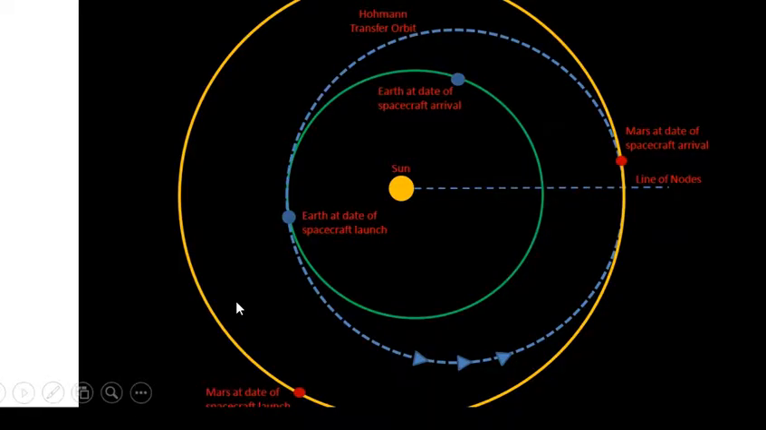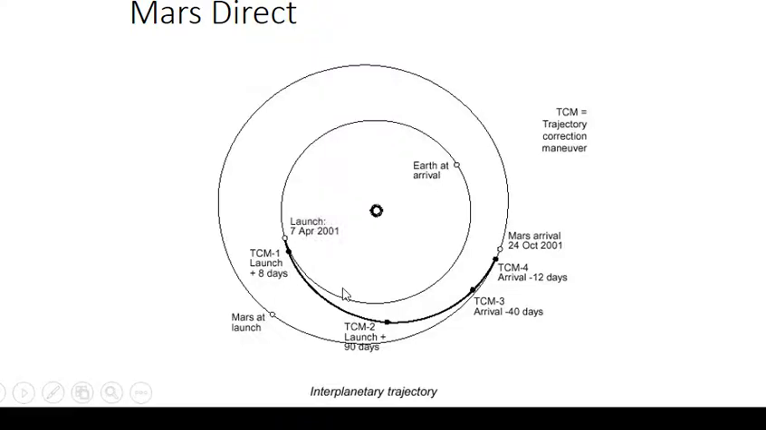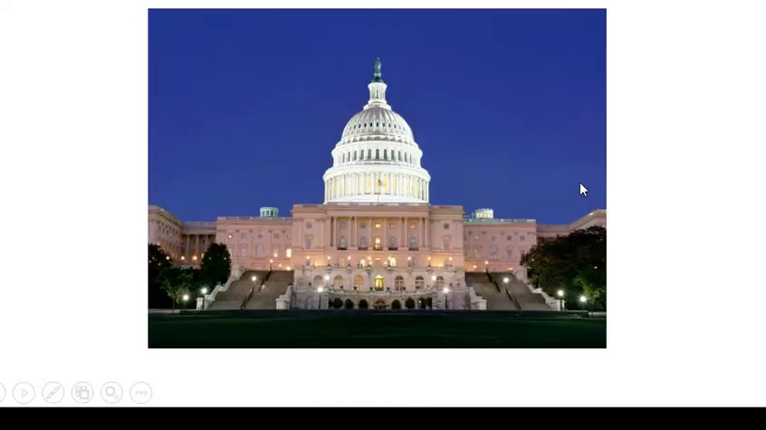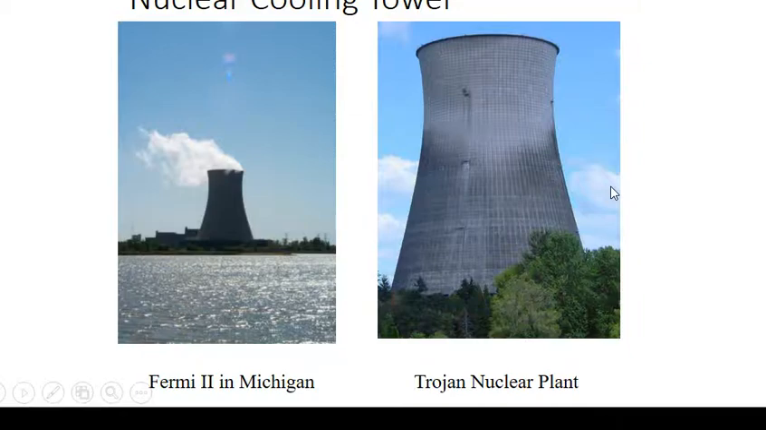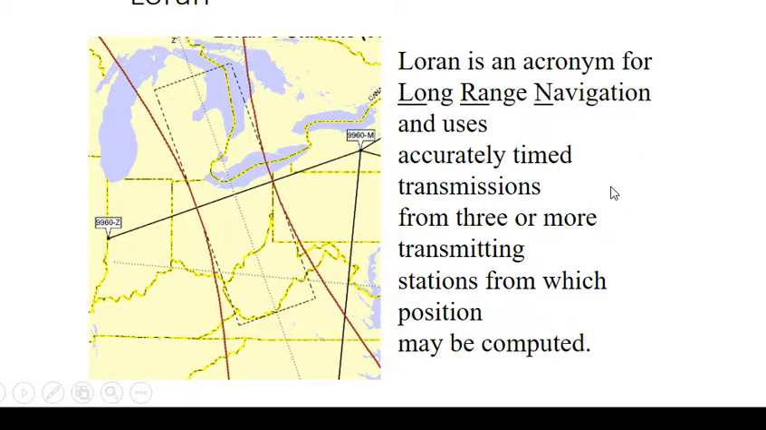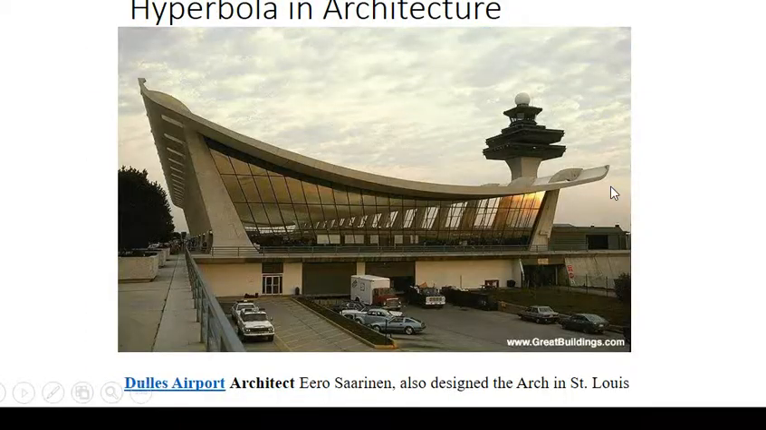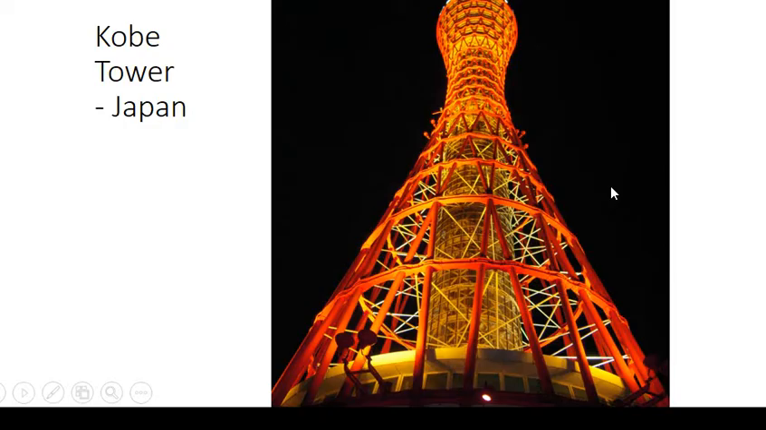Hohmann transfers, elliptical shaped orbits. To get from one orbit to another, you have to go through another elliptical shaped orbit, and so on. Hyperbolas also have applications: nuclear cooling towers, LORAN. I like them in architecture, and the Kobe Tower is really cool. Tons of applications.